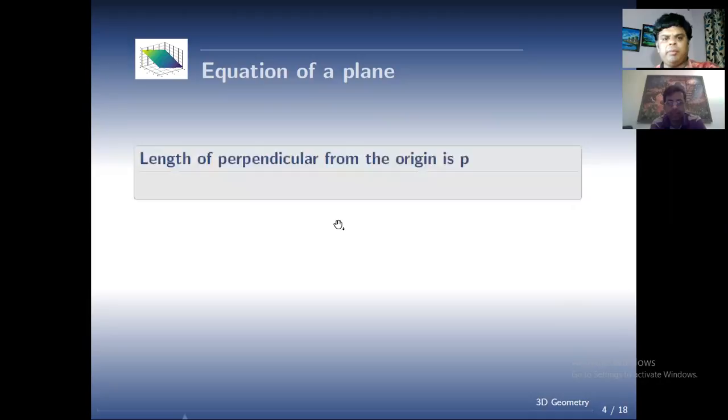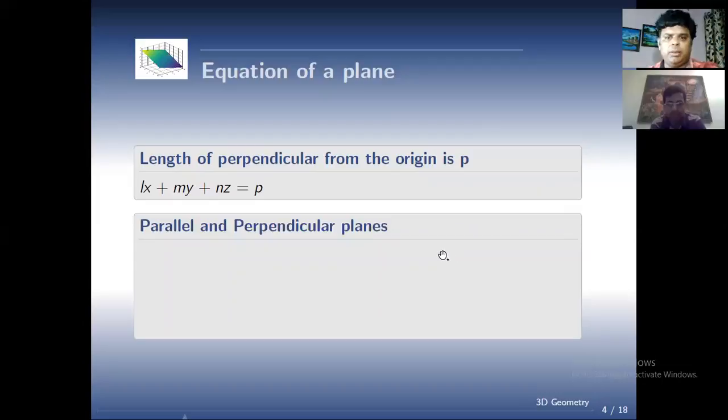We also have the normal form of a plane, which is of the form lx plus my plus nz equals p, where p is the length of the perpendicular from the origin and l, m, and n are the direction cosines.